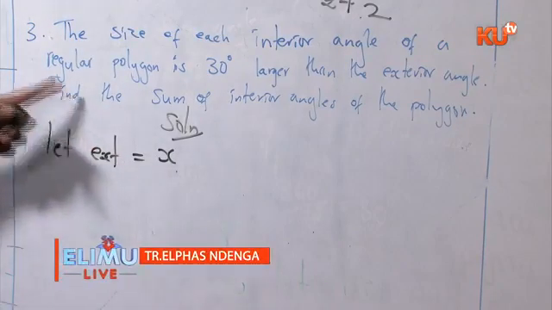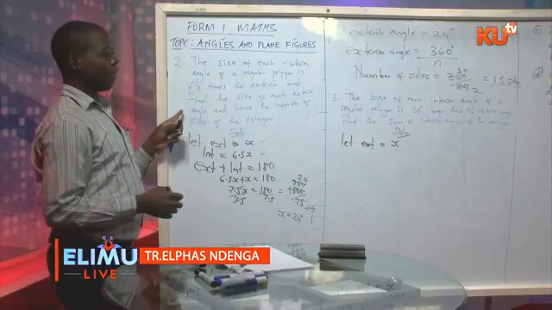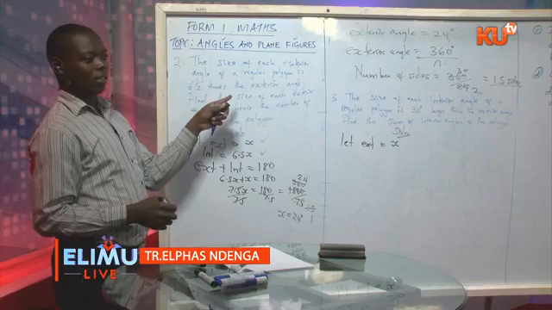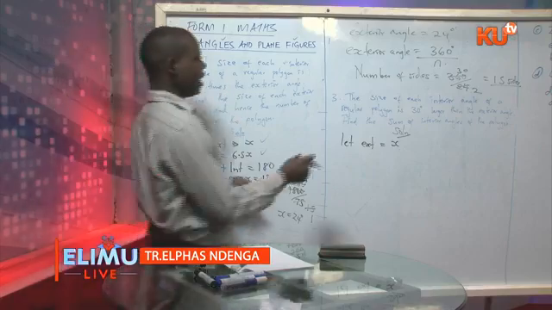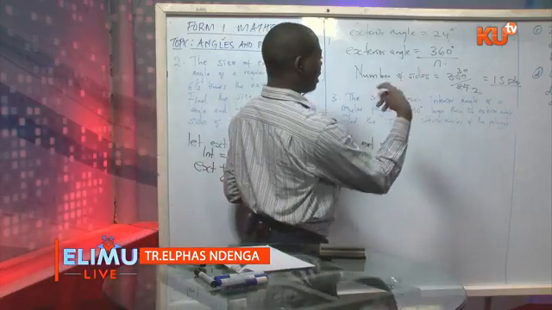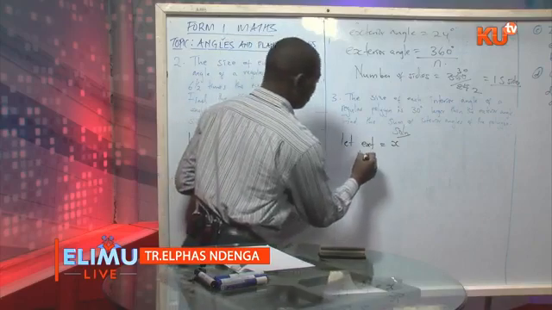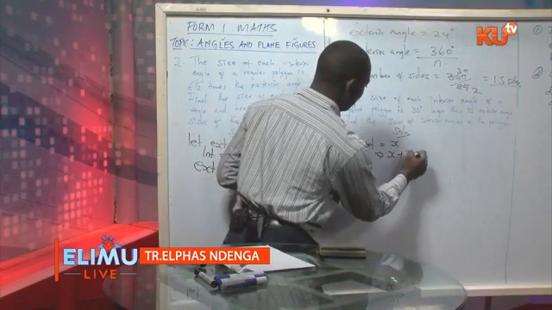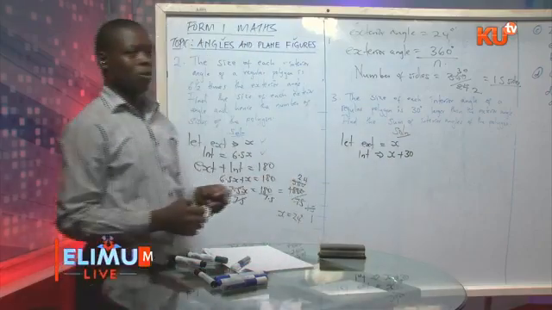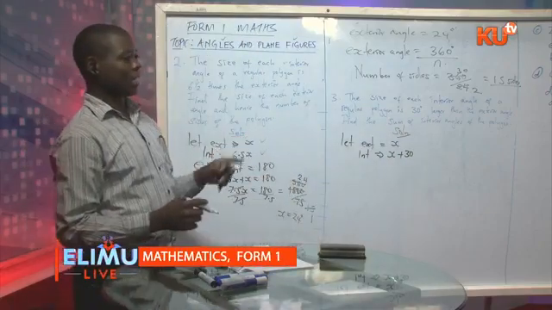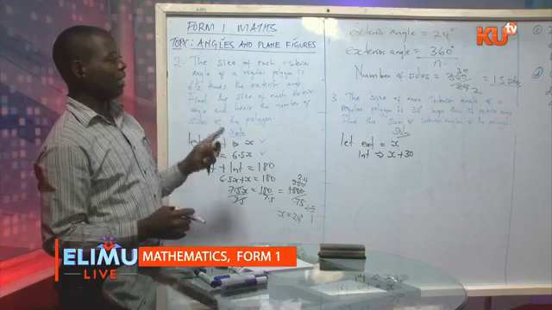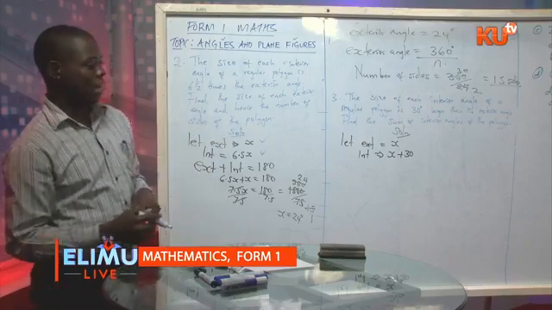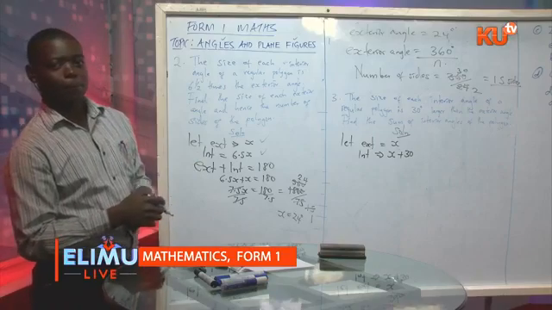If you compare question 3 and question 2, there is a difference. The interior here is 6.5 times the exterior, but here it is 30 degrees larger. So the interior will be x degrees plus 30 degrees. Do not be confused and write 30x. It is simply 30 degrees larger than the exterior. So you simply take x plus 30, and that is the interior angle.